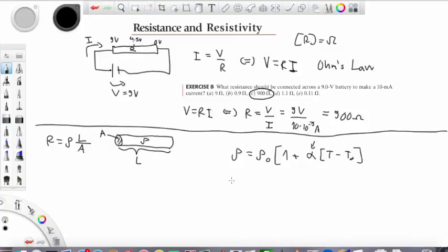And resistance has the same dependence, because if we multiply both sides by L over A, we get R here and R0 here. So the resistance of some particular resistor looks then like this.